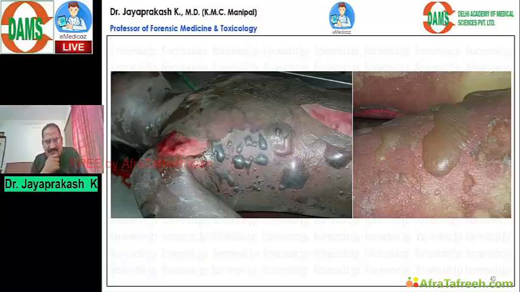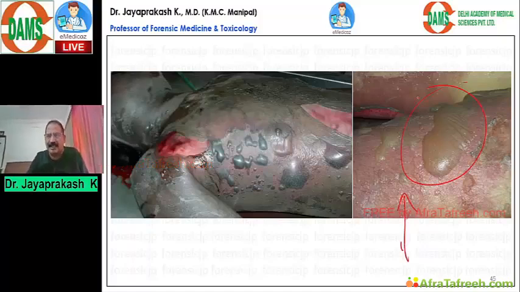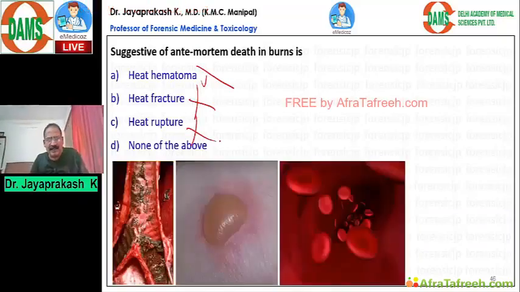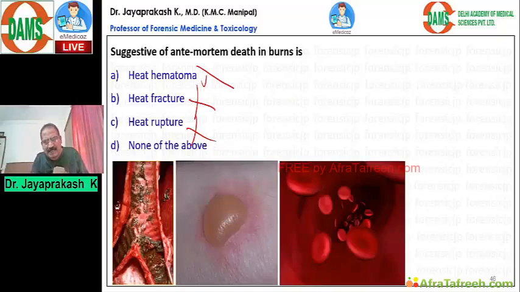The second one is burns. You can see a reaction in the form of reddish discoloration, and there are blisters. I will show you on the next slide. What suggests antemortem death in burns? Many people say heat hematoma. Wrong. Heat fracture, no. Heat rupture, no. You know why? There are only 3 definite signs of antemortem burns. Number 1, soot in the trachea. Number 2, blisters containing chloride, albumin, RBC and WBC. And number 3, more than 10% carboxyhemoglobin in the blood.